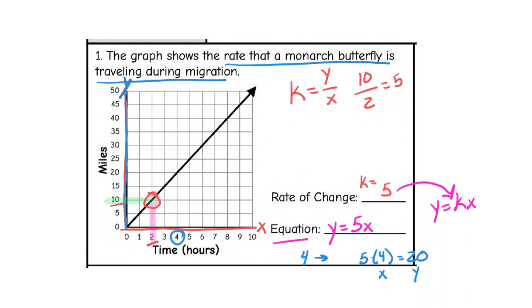Now let's see if that works on the graph. With my x value being 4, I go up here, and then I go over to where my y value is 20. So this equation is true.